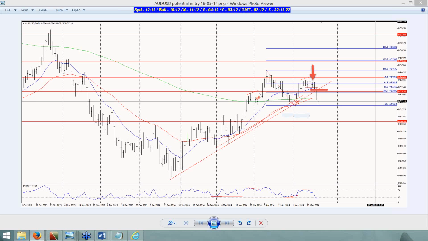At what stage? Well, we haven't got to that stage where we can short it. Yeah. Would it be after seeing that lower low on the 4-hour 15th bar? No, you're not seeing it.